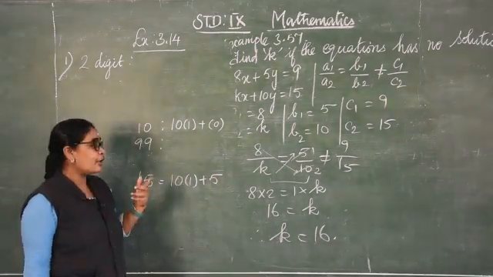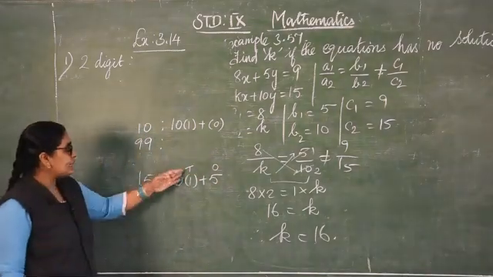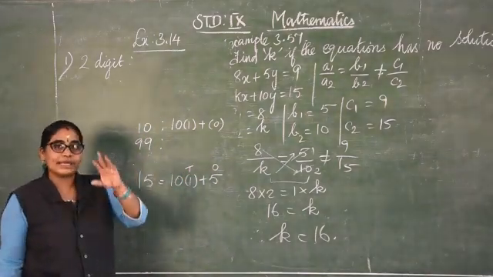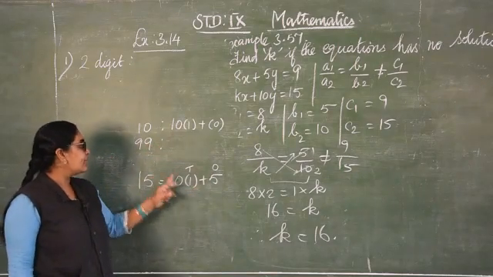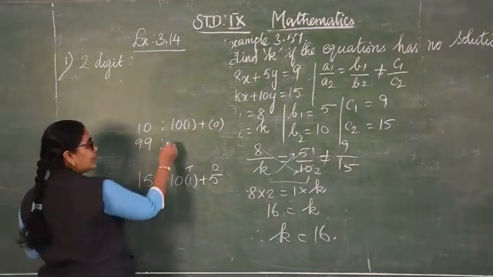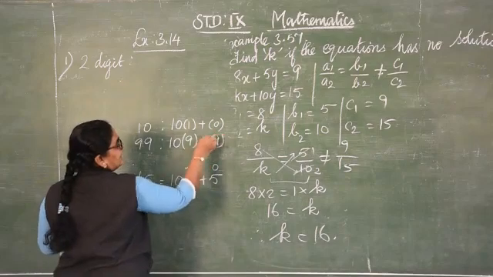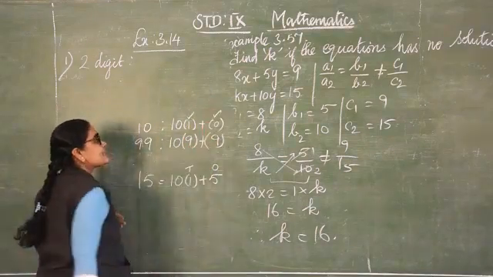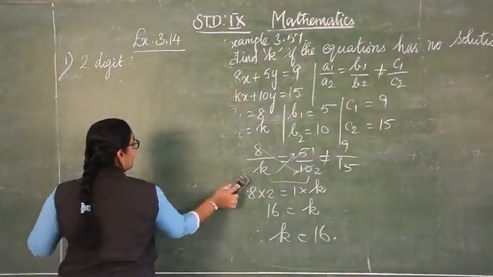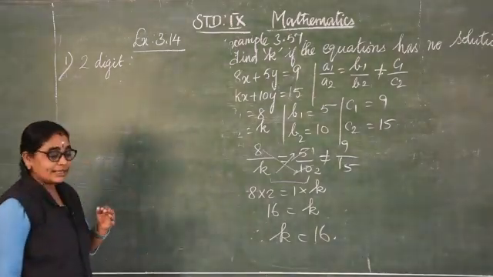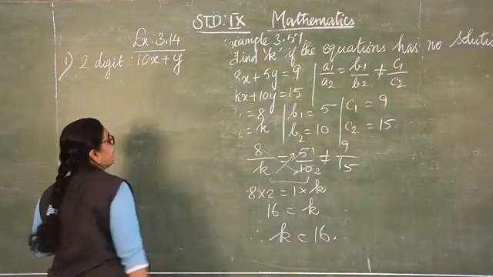You have learnt in your lower classes units, ones, tens, hundreds, thousands. This is the pattern of writing any 2-digit number. So for a 2-digit number, this alone will vary. For example, 99. How can we write 99? 10 into 9 plus 9. Only these two places will vary till the end. So to represent that 2-digit number, we have a pattern of writing it as 10x plus y.